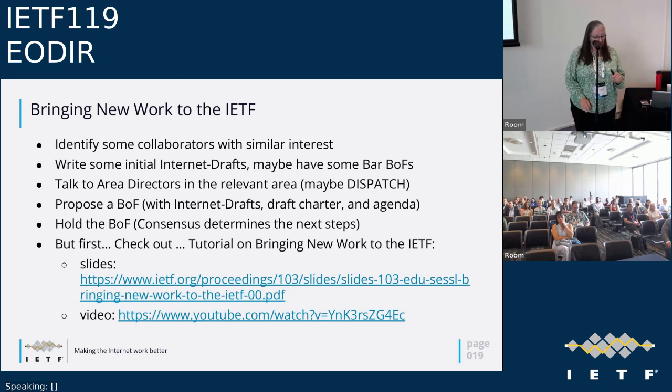So you've identified some collaborators. That's great. You might write some initial internet drafts, or you might have some informal meetings. A BarBOF is basically an informal meeting. You can do that through the side meeting wiki, which we'll talk about a little bit later, or you can just do that by collecting a group of people together. Maybe you'll talk to the area directors.